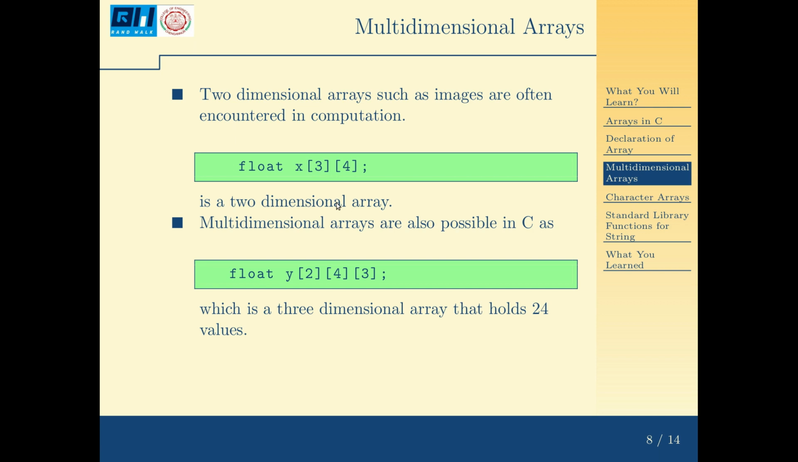This is a 2-dimensional array. Multi-dimensional arrays are possible. If you want it in 3 dimensions, you can have float y[2][4][3]. That's a 3-dimensional array that holds 24 values. This holds 12 values.